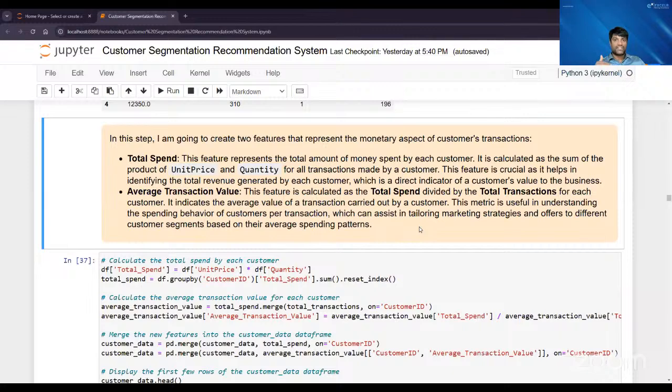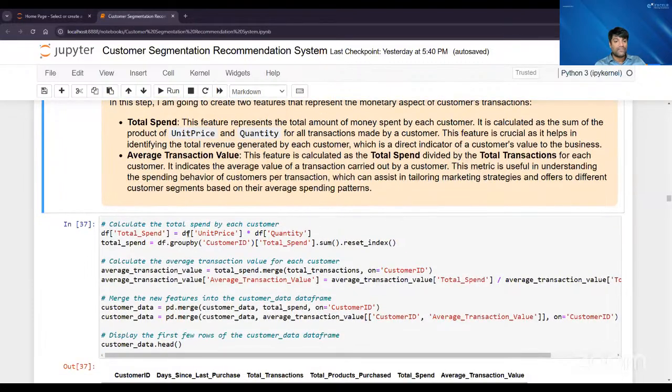So per transaction, how much amount that particular person is spending, and in total, how much money he has actually spent. That means the unit price and the quantity. If you calculate that, you are going to get the total spend, right? To calculate that, we are using the formula unit price into the quantity. So for example, each unit is $10. Since it's UK data, it's pounds. So a particular product, one unit is 10 pounds. If I purchased 10 units of one product, it will be 100 pounds. So it's just a multiplication.